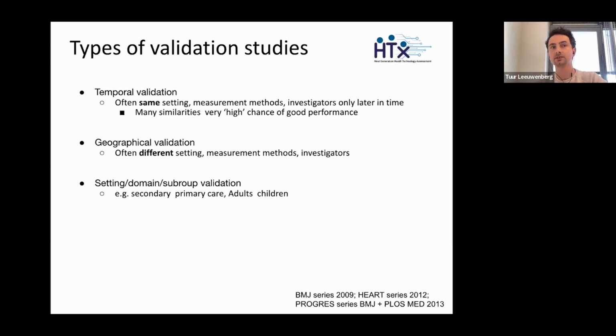And then sometimes there are also different groupings. It might be that a model was developed in primary care, but then you may also want to use it in secondary care or in hospitals. Then there's also a change in setting, so you would want to explicitly validate that. But the most important part is really that you validate in the setting in which you want to use the model.